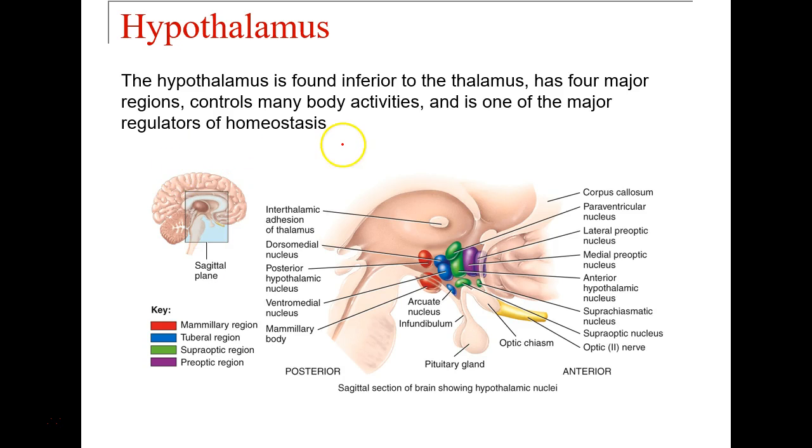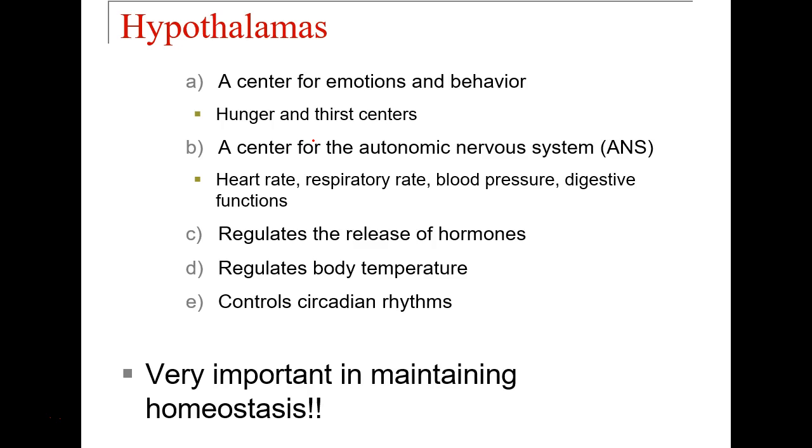Okay, the hypothalamus, quite a few functions happening here. Big thing is we're going to see a lot of control for the autonomic nervous system, but it is going to be found below the thalamus, hence hypo, meaning below. We're going to have multiple nuclei. We're going to help control body activities and major regulators of homeostasis.